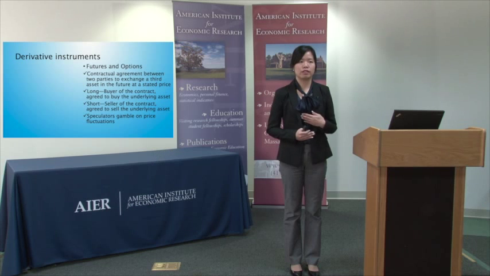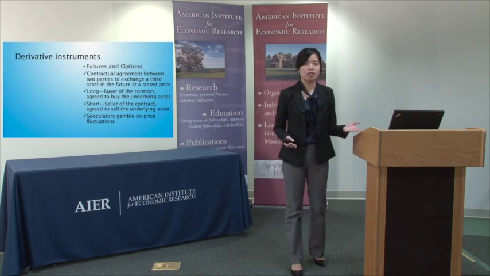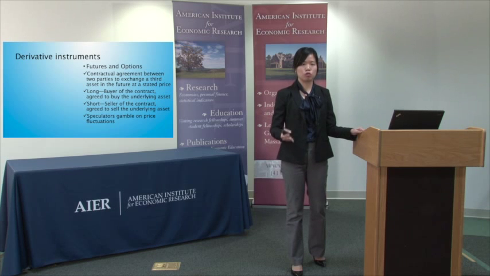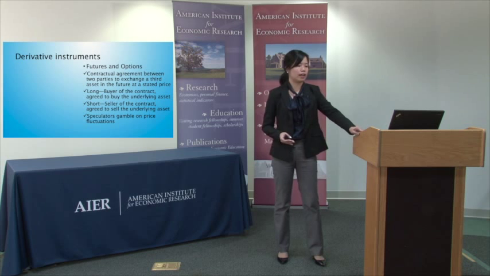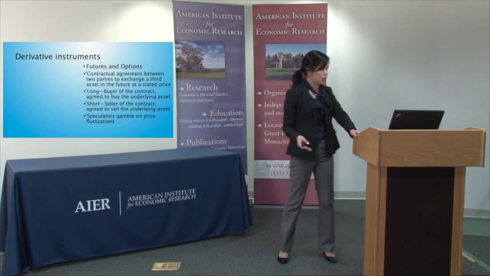So I'm the buyer of the contract. So we'll see, I long the contract and you short the contract. I long the future and you short the future. And the underlying asset on the contract is the gold. And the price is $1,500 an ounce.